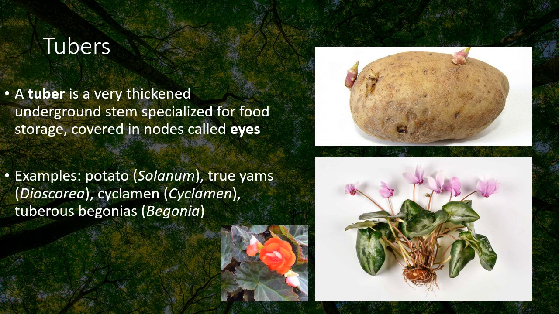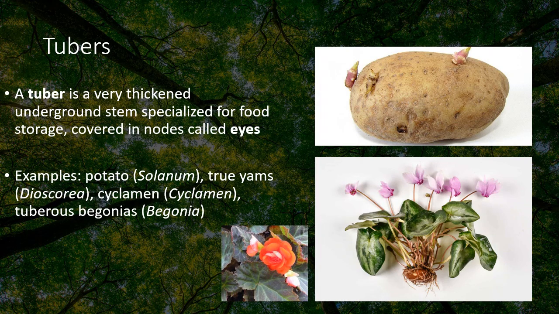Tubers are very thickened underground stems, which are specialized for food storage. And they're a little bit different from corms because corms stack on top of each other. A tuber tends to grow more or less continuously. It doesn't tend to produce new tubers branching off the original tuber. And they are covered in nodes called eyes. So rather than having these line-like nodes like a corm does, they have separate nodes that we call eyes.